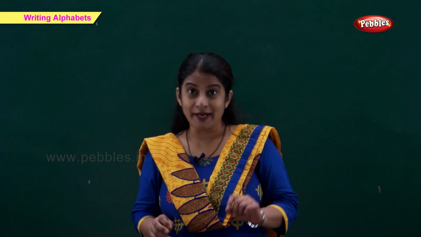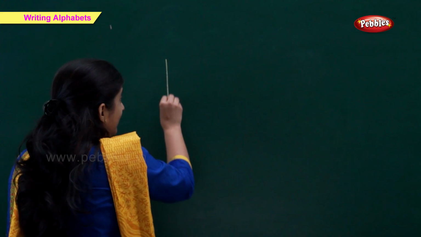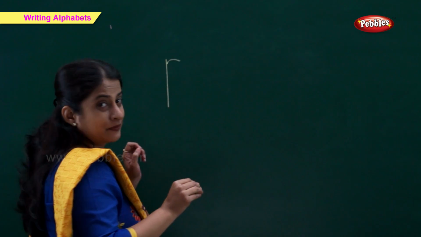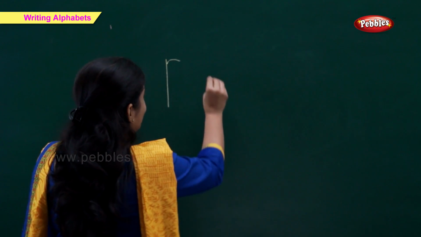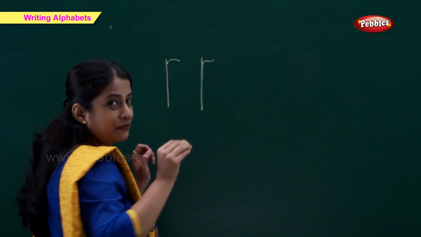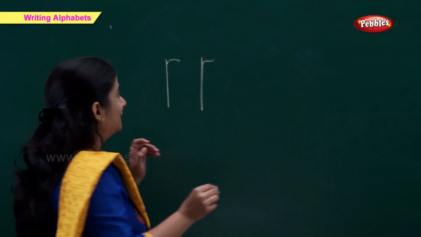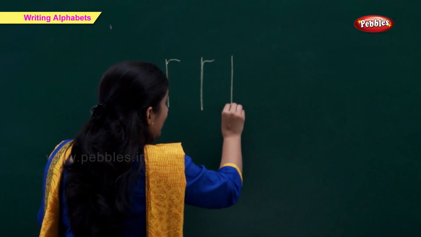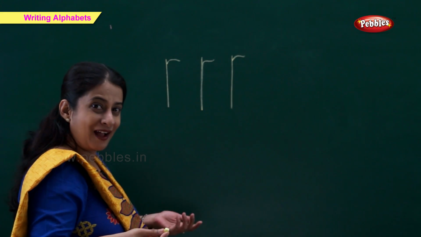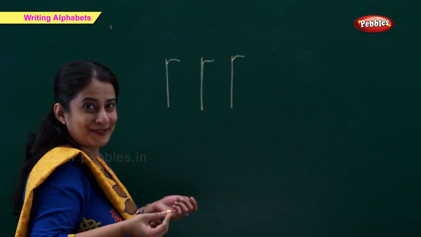Now we are going to write R, small r. Standing line with a small curve makes R, small r.